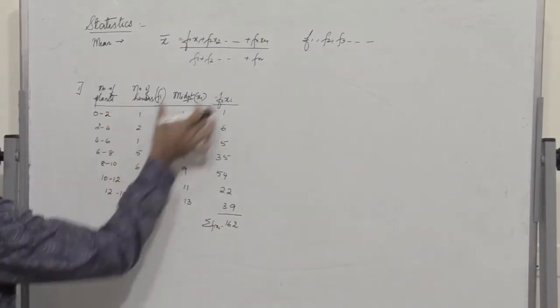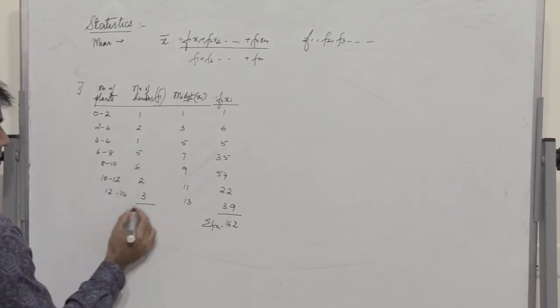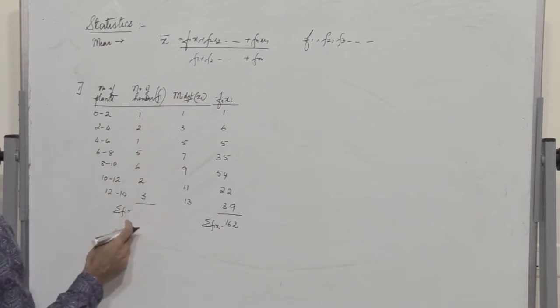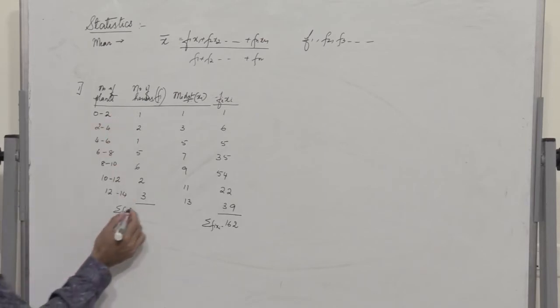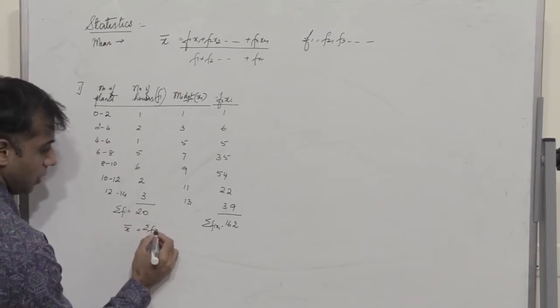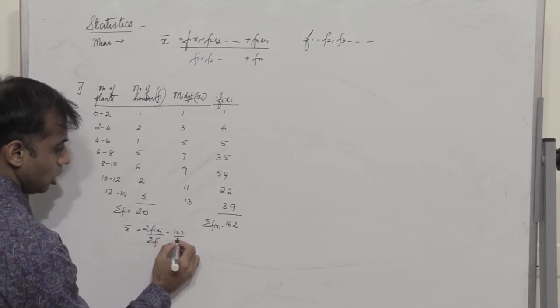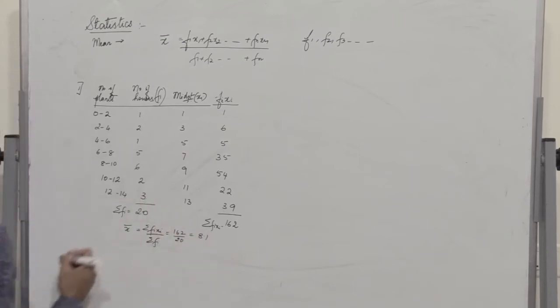And then divided by the total number of observations. So the total number of observations is summation Fi, which is nothing but 20, because it has been given that the survey was conducted from 20 houses. So we get the mean as summation Fi xi divided by summation Fi, which is 162 by 20. So therefore the mean is 8.1.